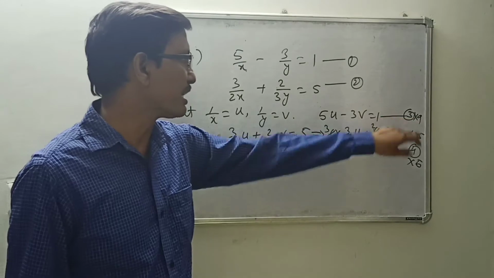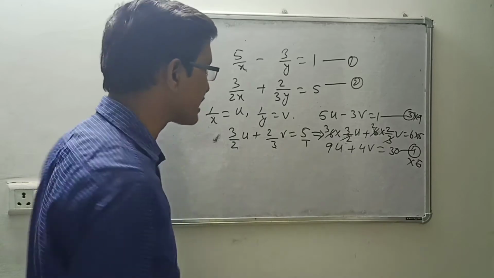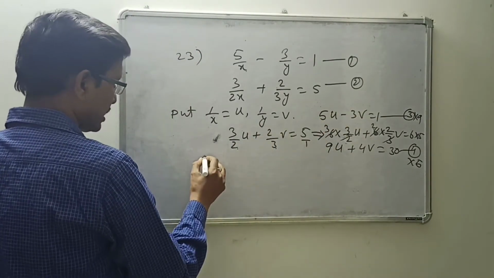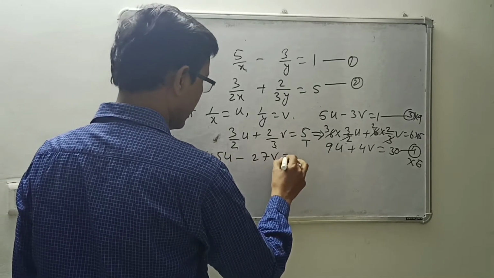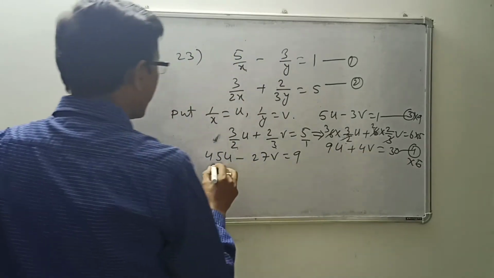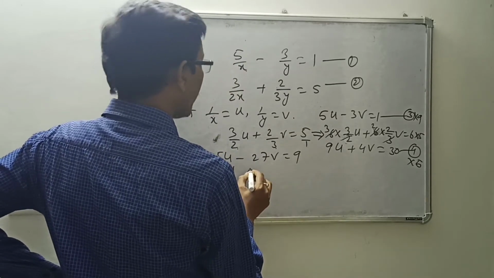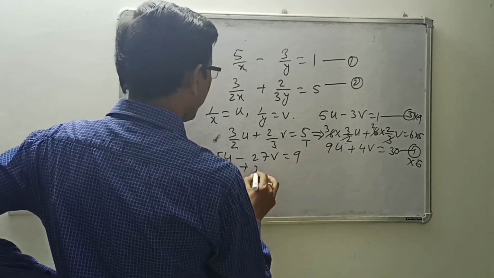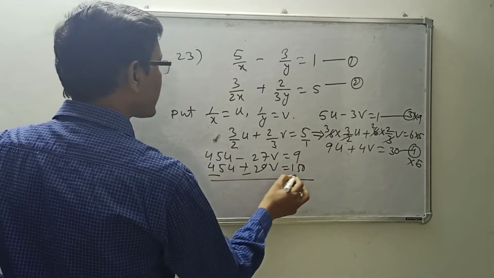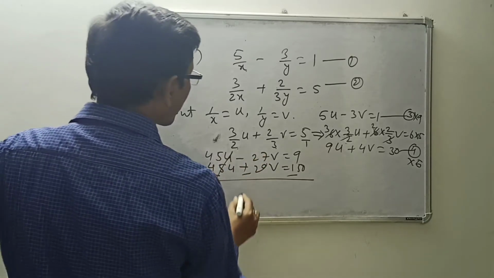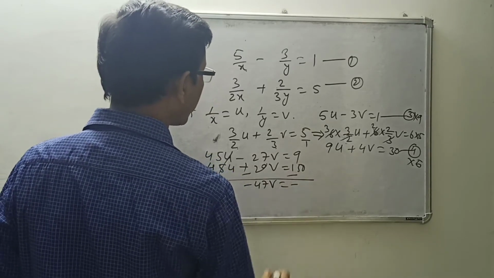You will write that in the language: equation 3 is multiplied by 9 and equation 4 is multiplied by 5, and subtract their results because the same sign will come. So 9 into 5 is 45u minus 9 into 3 is 27v equal to 9, and by 5 if you multiply, 45u plus 5 into 4 is 20v equal to 5 into 30, that is 150. If we do the minus there, it will come minus 27 minus 20, ultimately minus 47v.